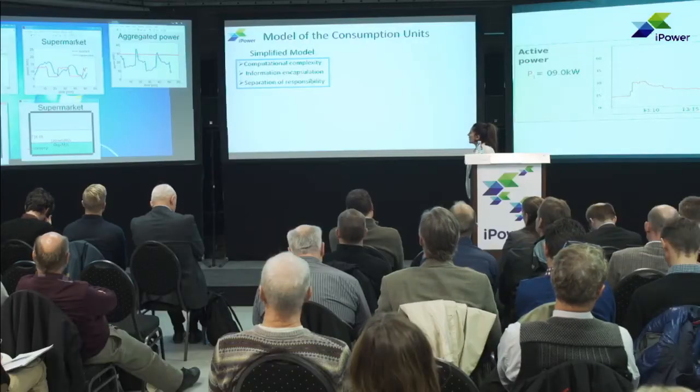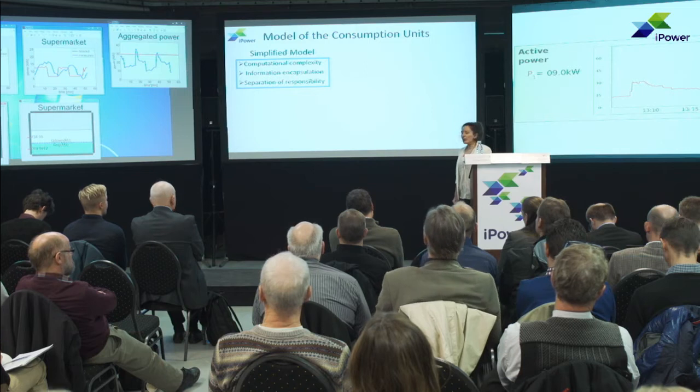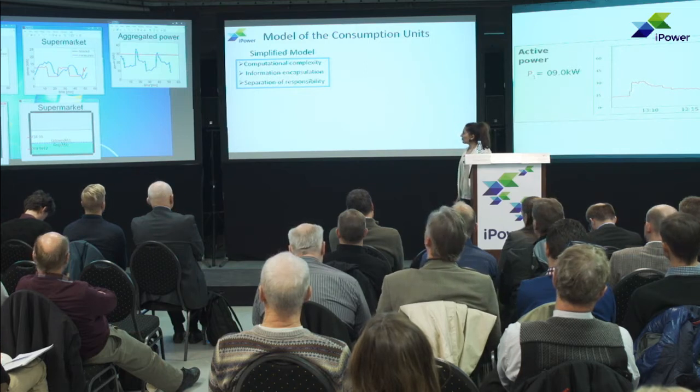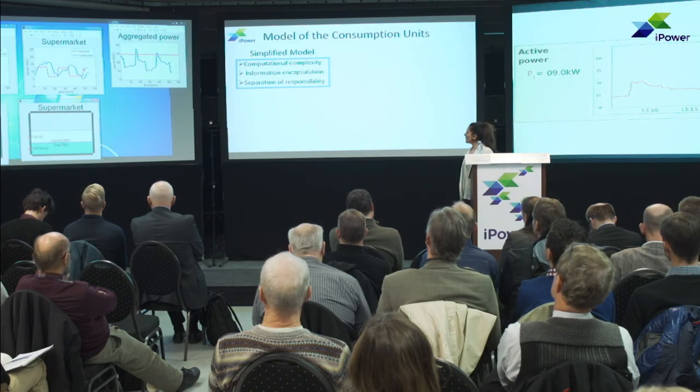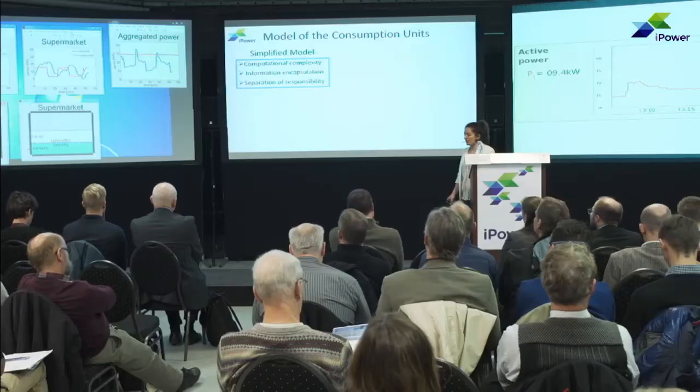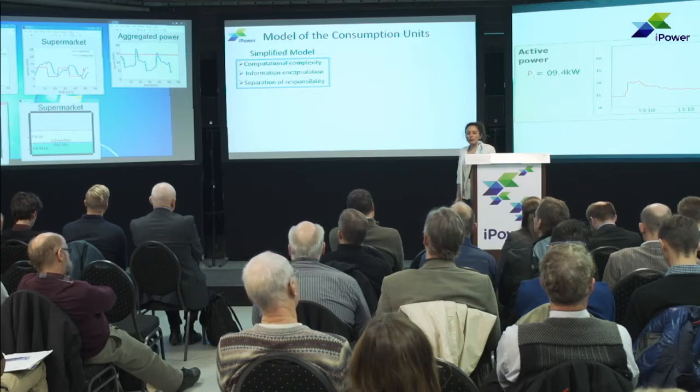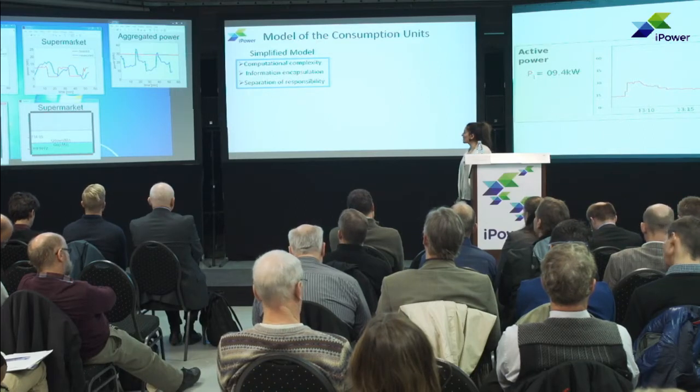The second reason is the information encapsulation. If we use a complex model, then we need to exchange more information, and then the information encapsulation will be difficult. And the last reason is the separation of responsibility. It's out of the scope of the aggregator's responsibility to control the consumers in detail, like every pump or every valve. So the aggregator actually doesn't need a complex model of the system.